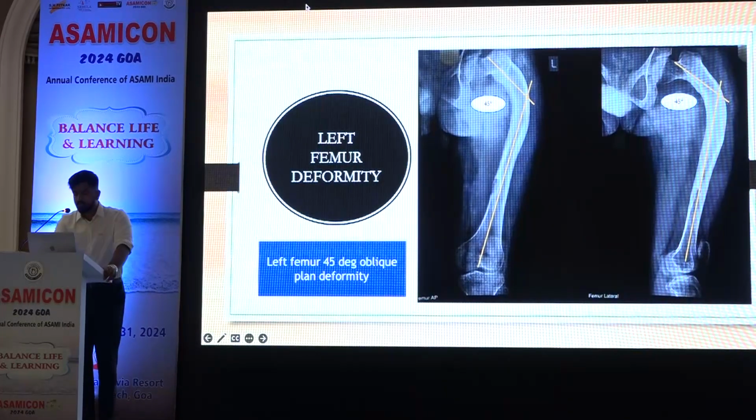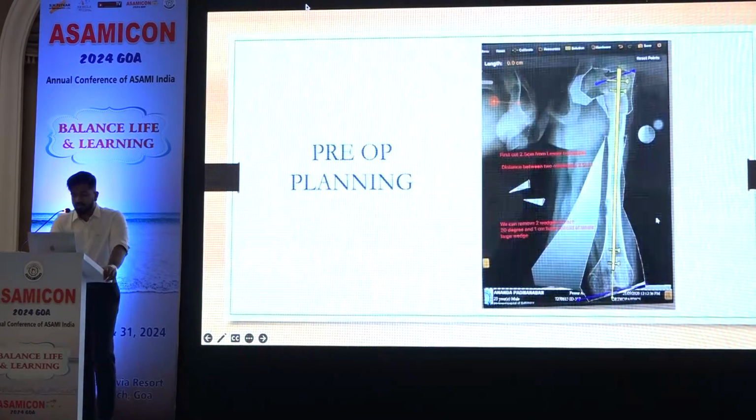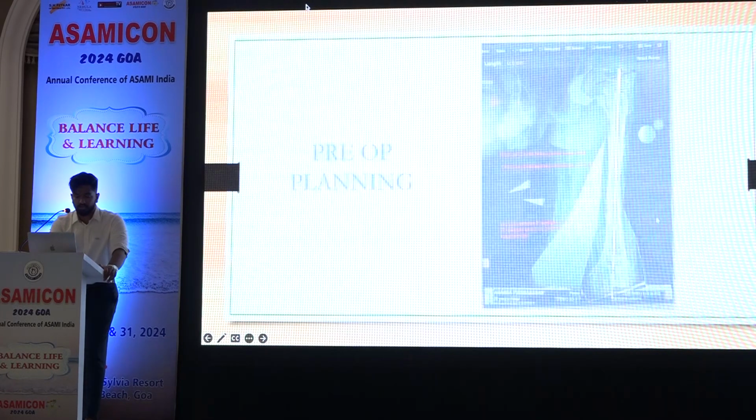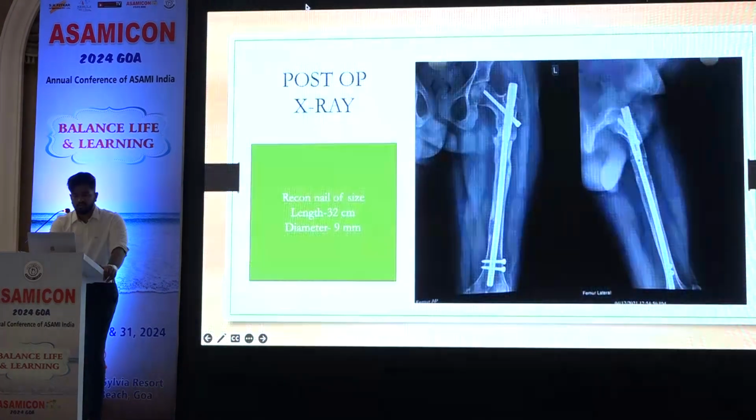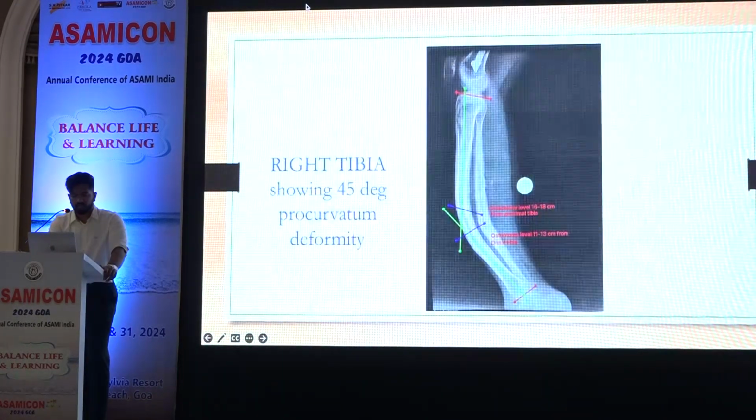This is the left femur deformity, which shows an oblique plane deformity of 45 degrees. This is the planning done to correct the femur deformity. The site of osteotomy and degree of osteotomy were determined during pre-op planning. Plan was intramedullary interlocking nailing, known as the shish kebab procedure. This is a post-op X-ray of the patient after correction of femoral deformity.